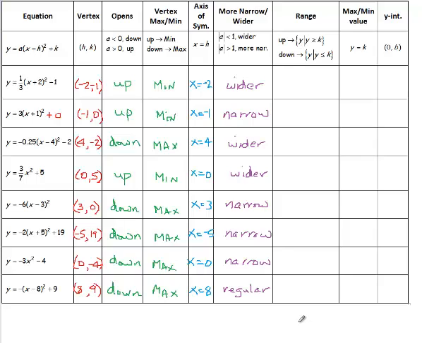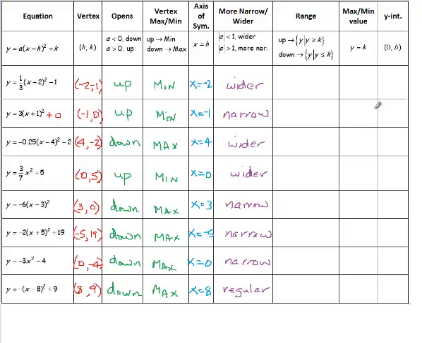Okay? Now, notice I'm only asking for range in the next column. I'm not asking for domain, because the domain for all parabolas that open up or down, the domain and range is simply all reals. It's the same. Every parabola that opens upwards or downwards, the domain is all reals. So I'm asking you for the range.